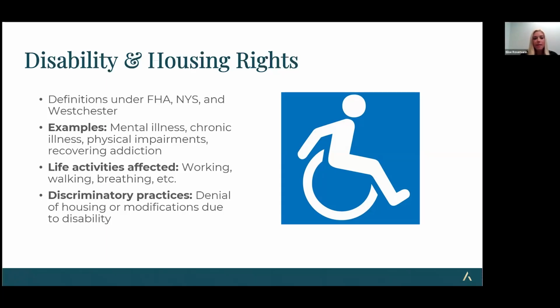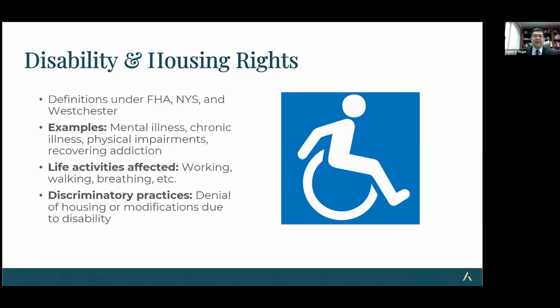Got it. Thank you. And then from a disability housing rights standpoint, what are some of the conditions? And I know that we do manage in Manhattan, as well as Westchester. Are there similarities, differences, and how are they affected? So for the most part, it's the same in Westchester as it is in the city. The difference really comes in who's responsible for the costs of accommodations. But in terms of the issues: mental illness, chronic illness, physical impairments. Recovering addiction is an interesting one. Somebody who is presently addicted, that's not a protected class. If they are a recovering addict, that is a protected class. So that's an interesting one to keep in mind.